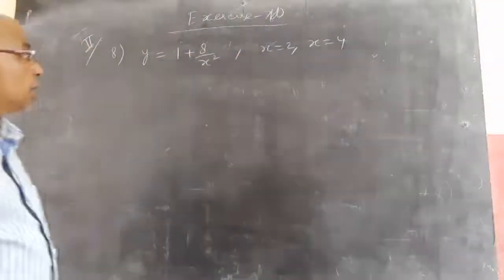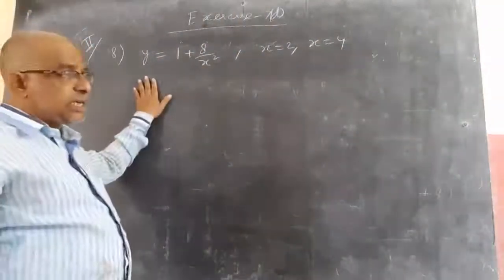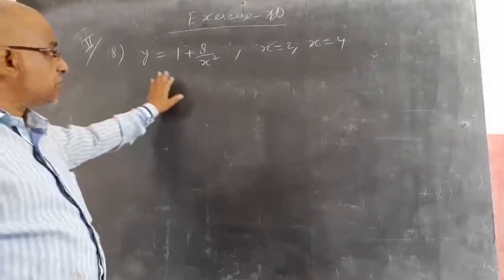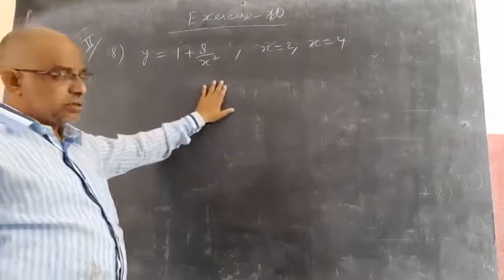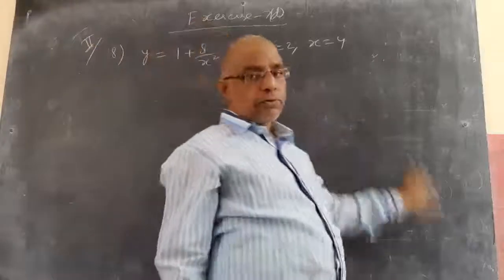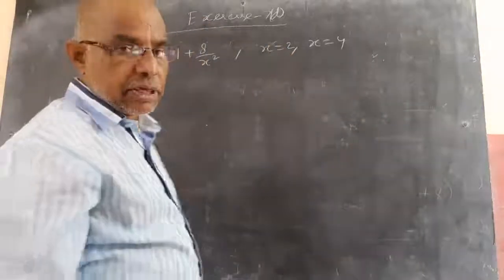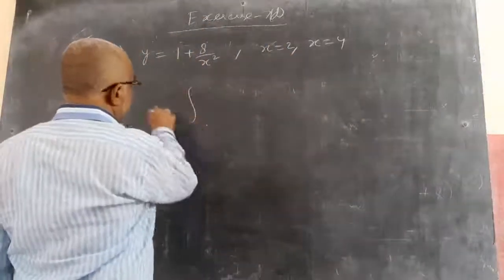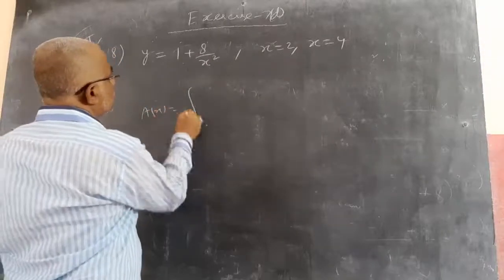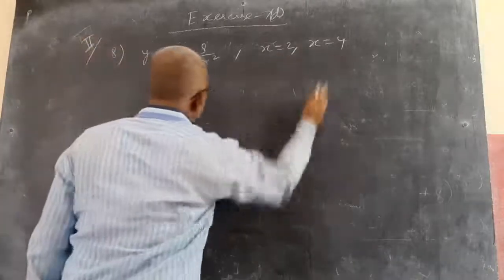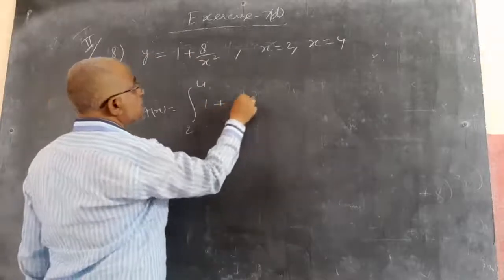Next one, find the area bounded by the curve with the positive x-axis, y equal to 1 plus 8 by x square, x equal to 2, x equal to 4. He himself is giving direct limits. So that is the integral from 2 to 4, between the limits, of 1 plus 8 by x square.